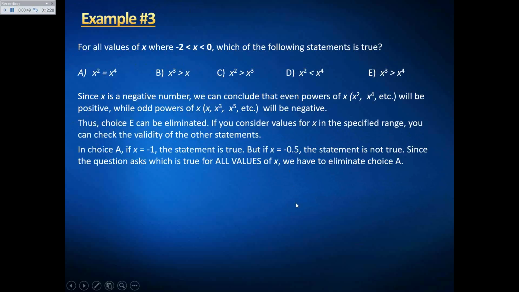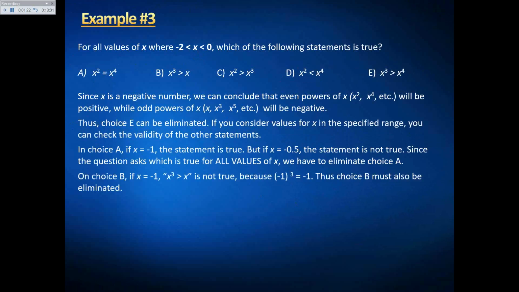In choice A, if we say x is equal to -1, the statement is true because -1 squared is still 1 and -1 to the 4th power is still 1, so that would be true. But they did not tell us that x was -1. They said it was simply less than 0. So what if it were -0.5? Then that statement would not be true. And since the question asks for all values of x, we have to eliminate choice A.